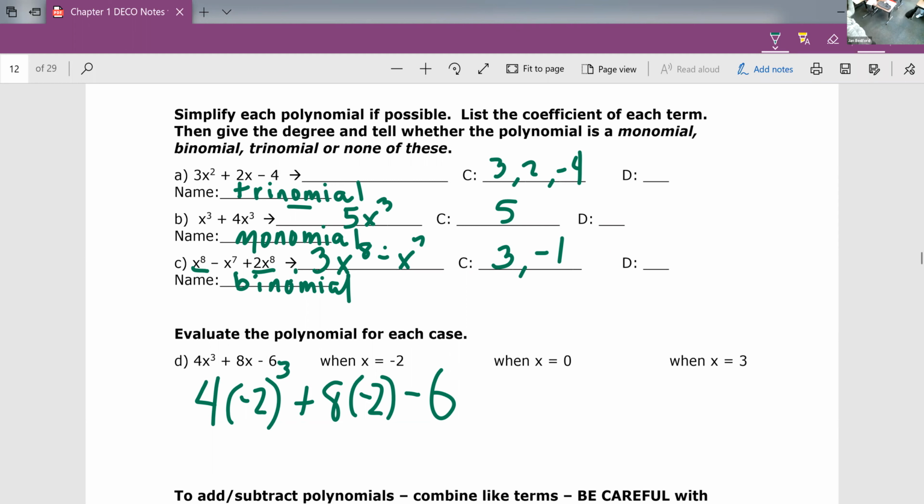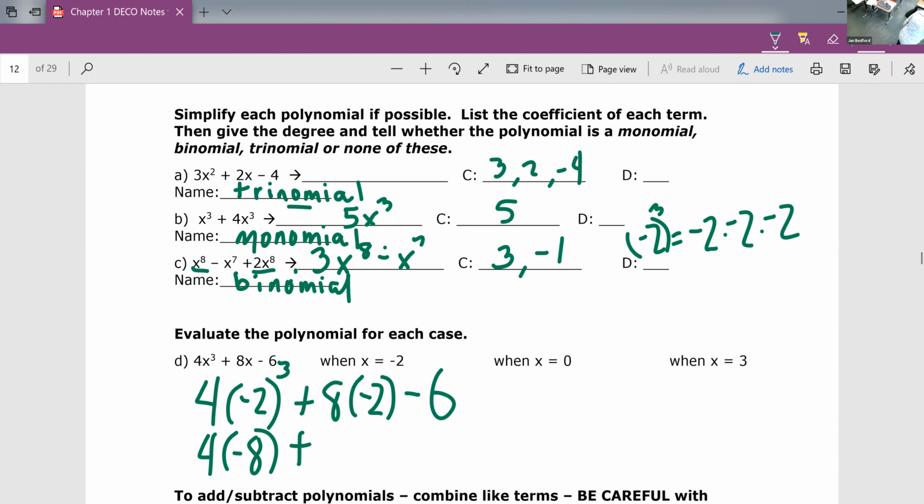What does that mean? Well, hang on a minute. First of all, tell me what it means if my exponent's 3. It tells me how many times -2 gets multiplied by itself. So that means -2 times -2 times -2. Okay, that's what -2 to the third means. So tell me about the sign I'm going to get. Negative, because there's 3 of those negatives. And then what's 2 times 2 times 2? 2 times 2 is 4. 4 times 2 is 8. So we've got 4 times -8 plus, now what is 8 times -2?